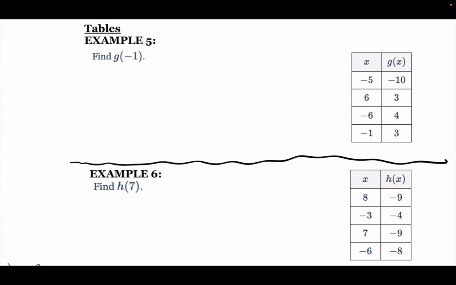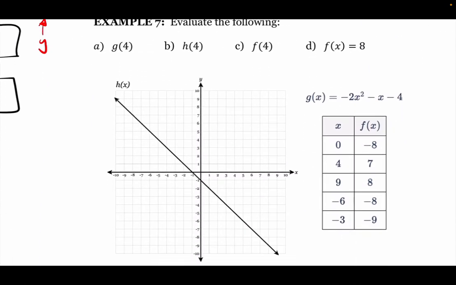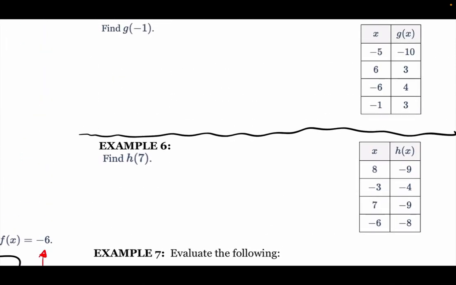Okay. It also labels what you're going to use. G goes with the table. H goes with the table, right? So it helps you when you're looking at, like, example number 7, we have a table, we have a graph, and we have an equation. Which one do I use? Use the letters. That's what will tell you where.